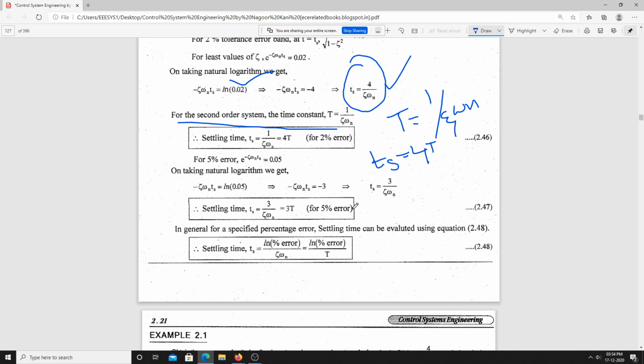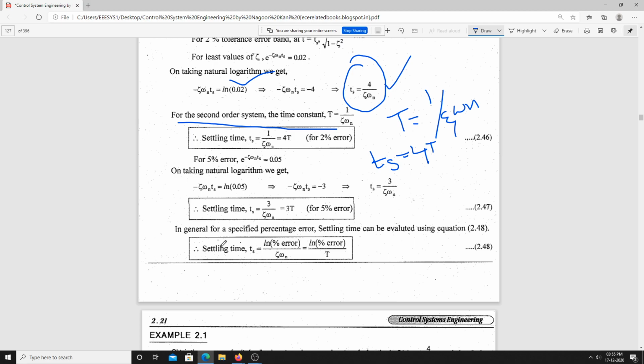Please everyone, try to solve that. If we have a 5% tolerance error, what happens? What will be the settling time ts? What is the value? For the 5% tolerance error, ts will be 3T. I hope that it is clear.